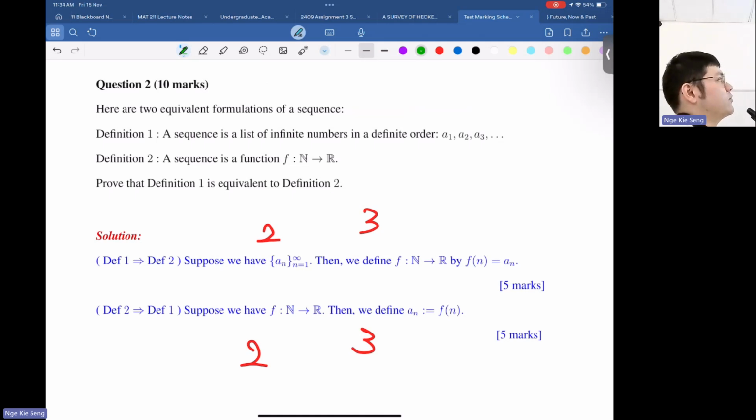So definition one imply definition two says what? You start with a1, a2 up to an, until n infinity. Then how to define a function? To define a function, you need to tell me where I send the domain to. So this function is from where to where? From natural number to real number. You tell me where 1 sends to, 2 sends to, 3 sends to. Actually there's a natural order of integers already: a1, a2, a3. So you just send n to an.